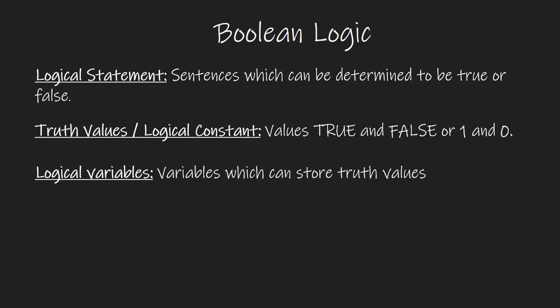We can also store this 1 and 0 value or true and false value in some variable. When we store these values in some variable, then that variable will be known as a logical variable. Like here, x is a variable. Since we are saying that x is a logical variable, it can store either 0 or 1. It cannot store any value apart from 0 or 1.